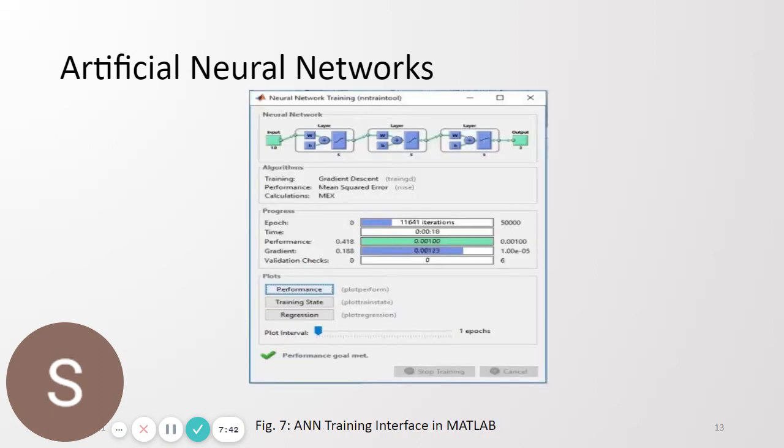The ANN was developed in MATLAB, having four layers: one input, one output, and two hidden layers. The size of the input layer is 10. The output layer is 3, that is 0, 1, or 2. The size of the hidden layer is 5. The activation function is the hyperbolic tangent sigmoid function. The training algorithm used is gradient descent with backpropagation, as we can see.